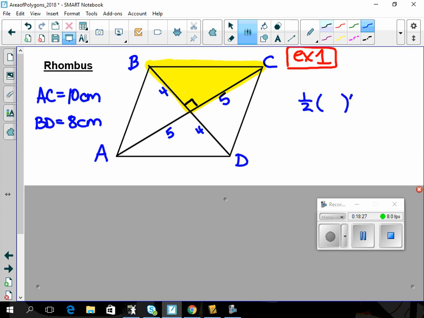Okay, so let's find the area of just that yellow one. 1/2 base times height. What's the base? If it's a right triangle, what's the base? 5. What's the height? 4. Because it's a right triangle, right? All right, so what is the area of that?